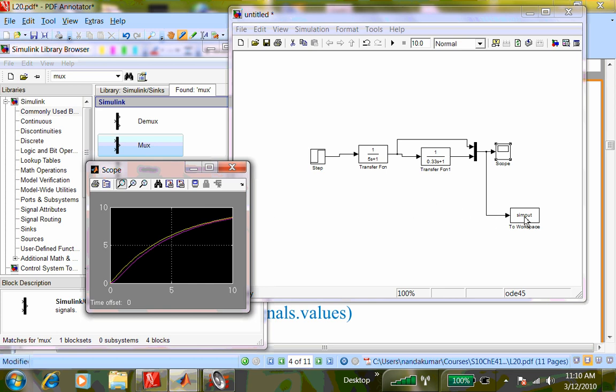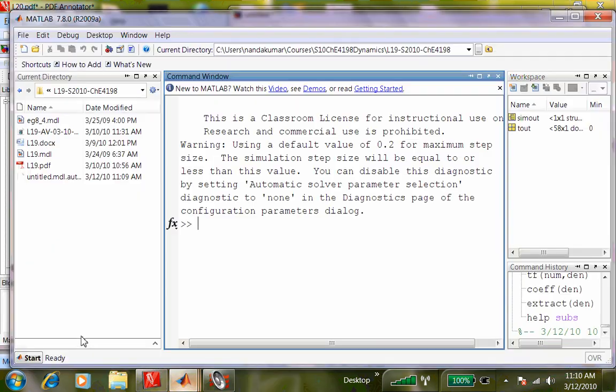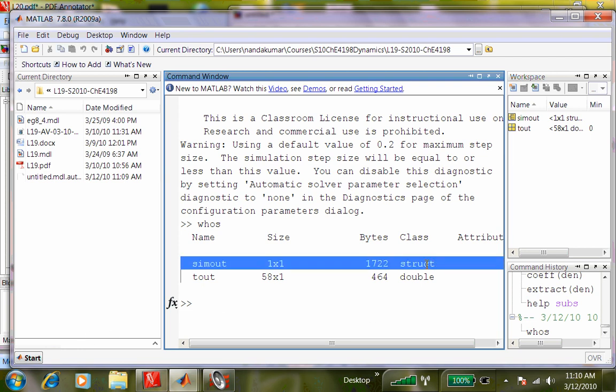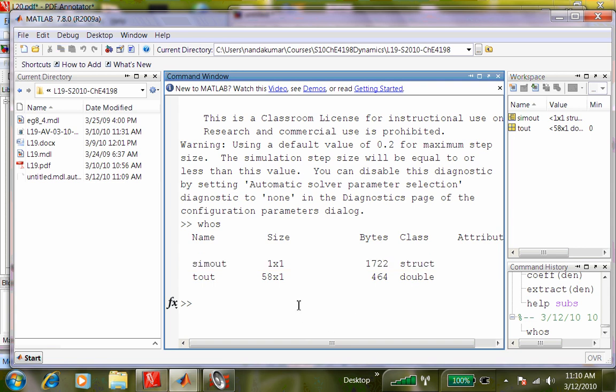And I said this will sample this line and send a variable to the workspace. So how does that look in the workspace? If you look at the workspace, you don't really see anything new. But if you type whos, it has a new variable called simout. Simout is called a structured variable. It has a structure to it, and all the variables on that line are sent to that particular variable.